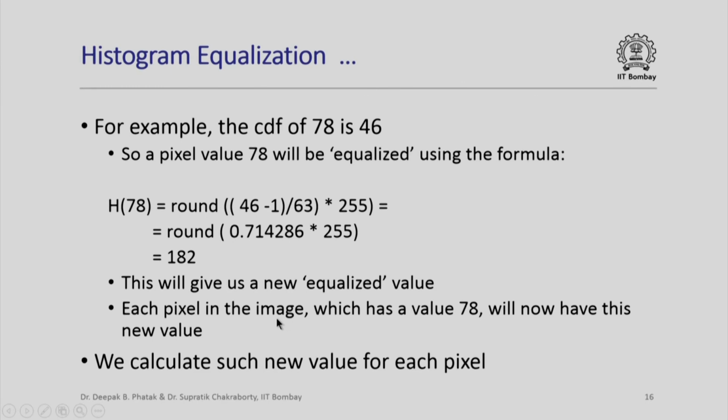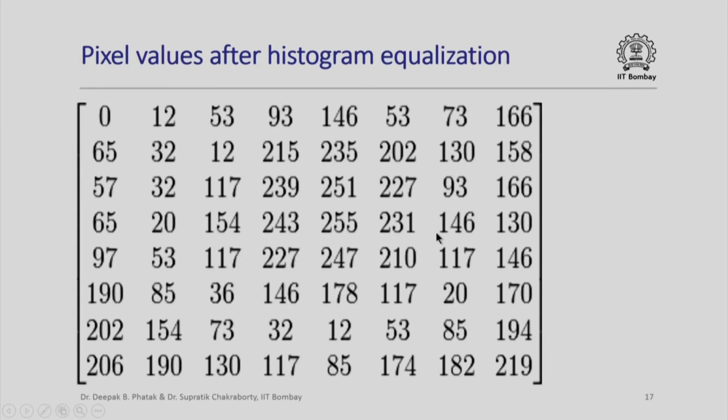Each pixel in the image will have to be transformed in this fashion. Each pixel which has a value 78 will now have a value 182, and we can calculate such a new value for each pixel in the image. If we do that, we will get the new pixel values after what we call histogram equalization. Notice that in these new pixel values, the smallest value is actually 0. The largest value is 255, which was 154 earlier. All other values are changed, but they are not arbitrarily changed. They are changed harmoniously in relation with the histogram properties of the image.